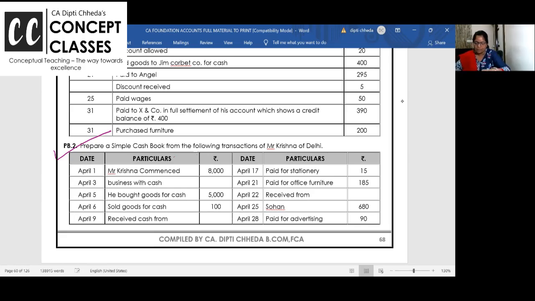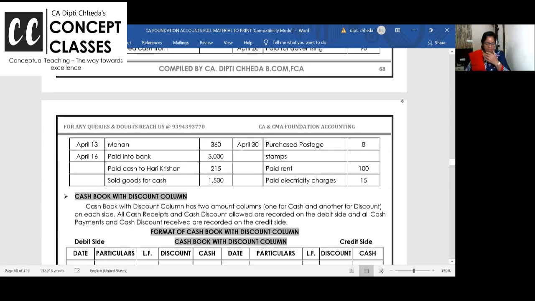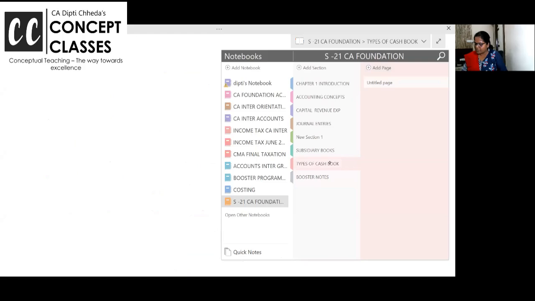So now he has commenced the business, Krishna, with 8,000. Okay, let's start. Problem number 2. Just go on recording the transactions, and I'm reading also for all of you. Come to our routine notebook where we are solving the problems and start with heading simple cash book.